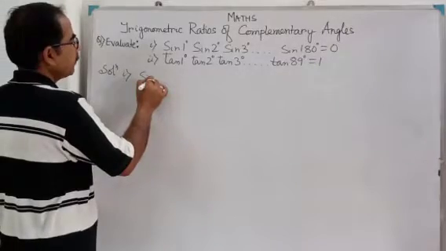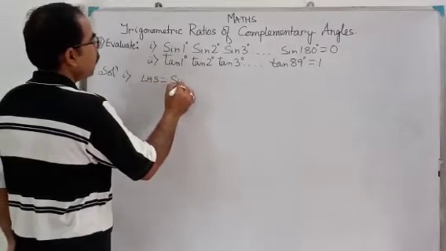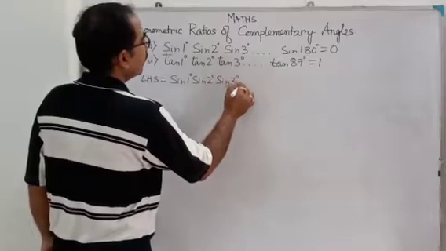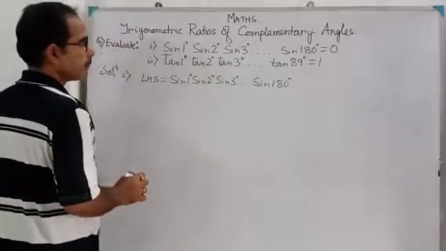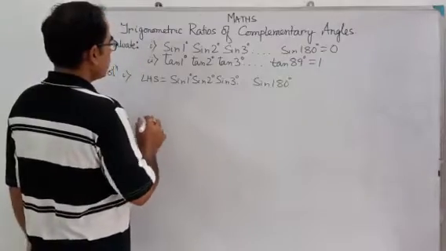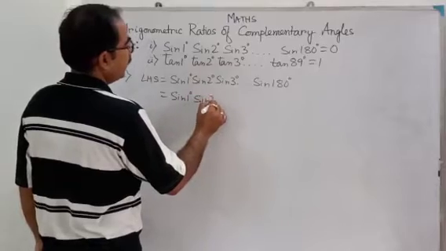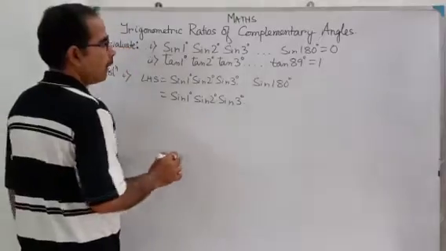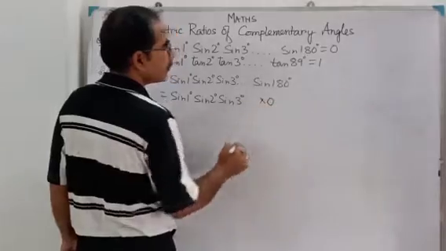I am writing the question. LHS equal to sin 1 degree, sin 2 degree, sin 3 degree, dot dot dot, sin 180 degree. Okay, so how will you proceed? That is equal to sin 1 degree, sin 2 degree, sin 3 degree, dot dot dot, sin 180 degree. Sin 180 degree is what? 0. That means multiplied by 0.